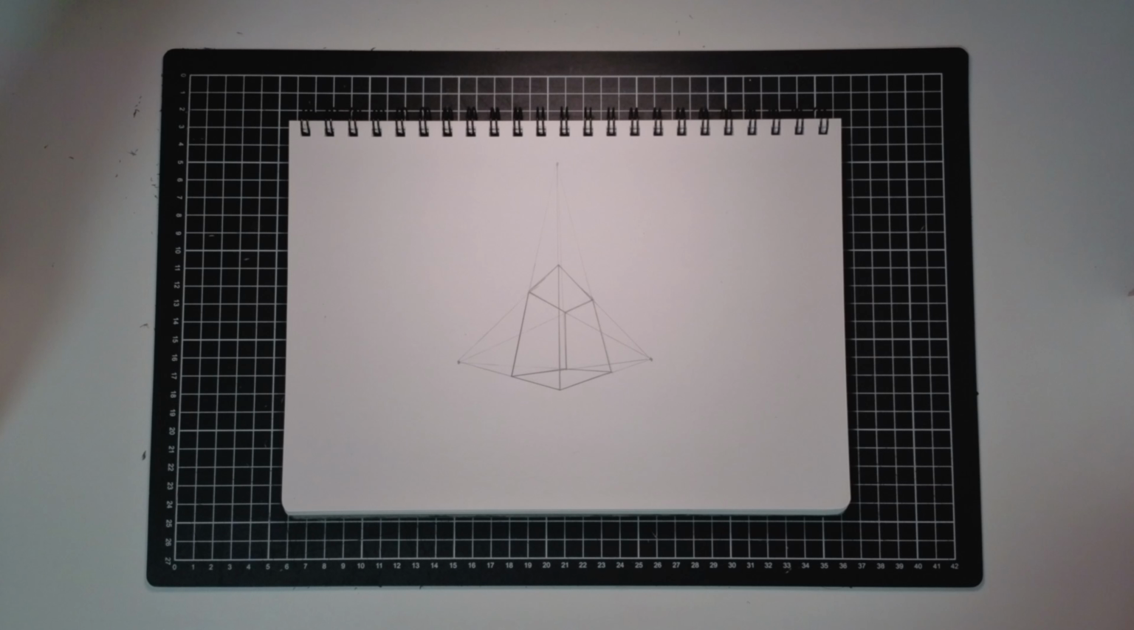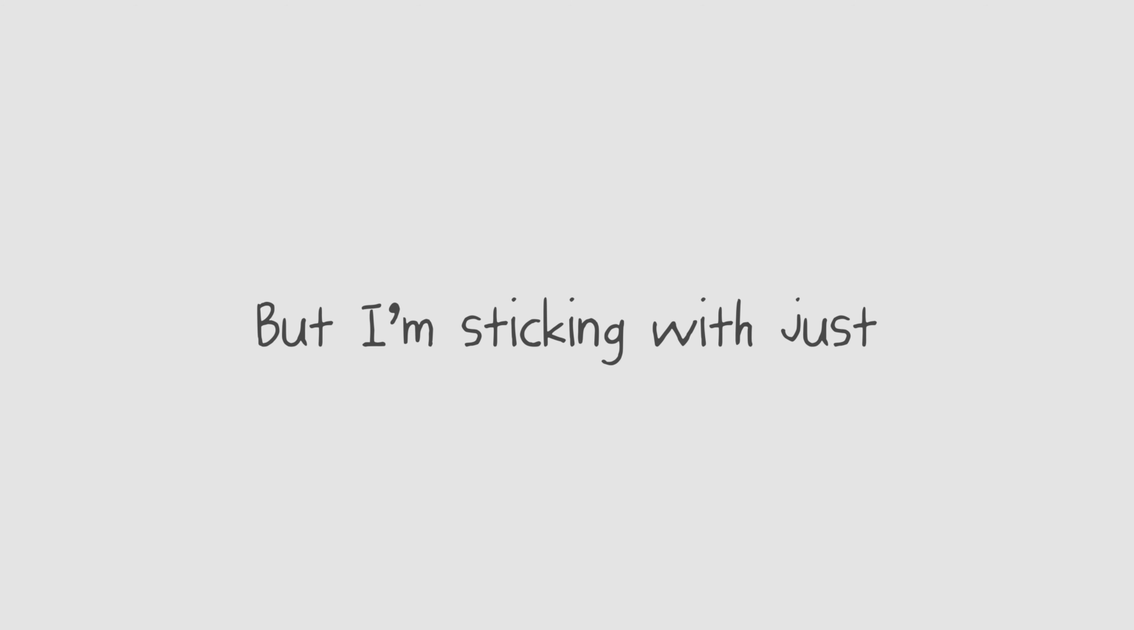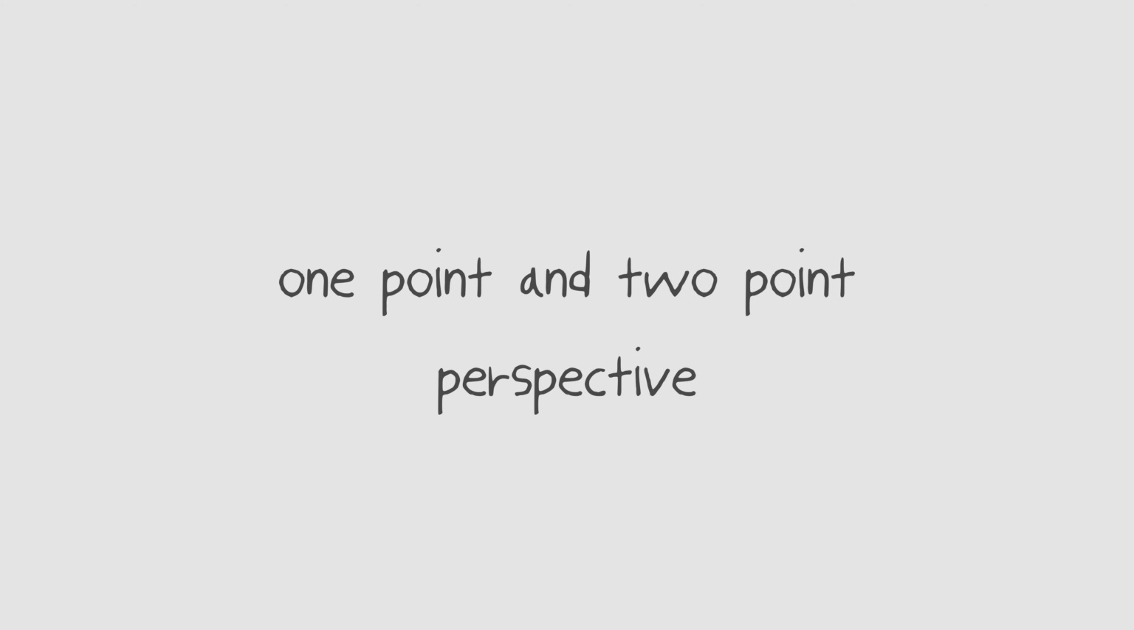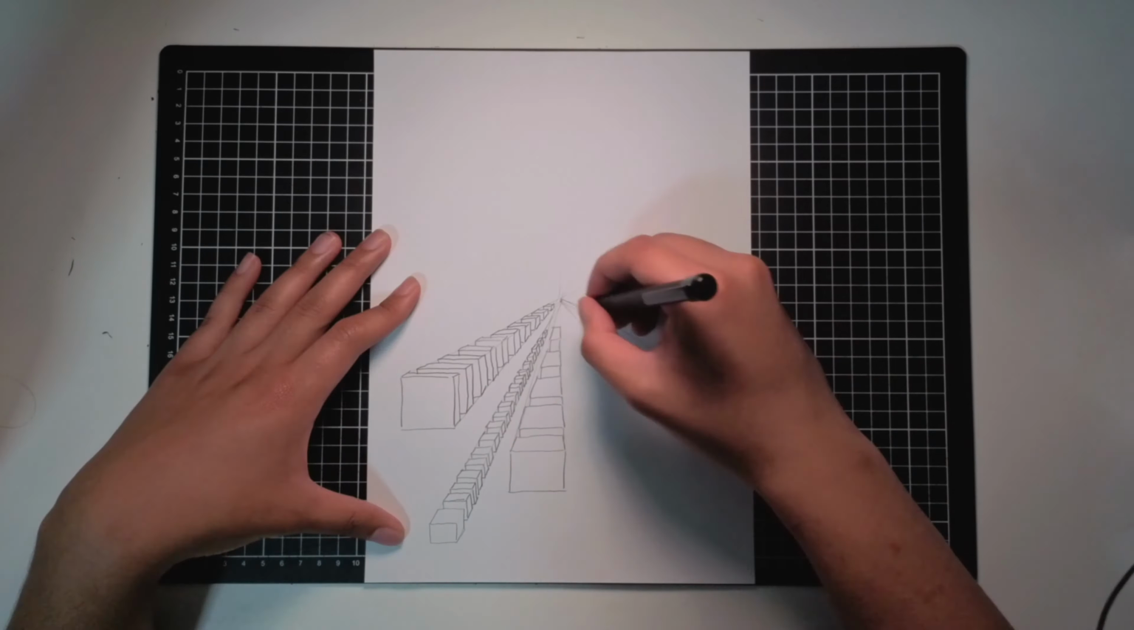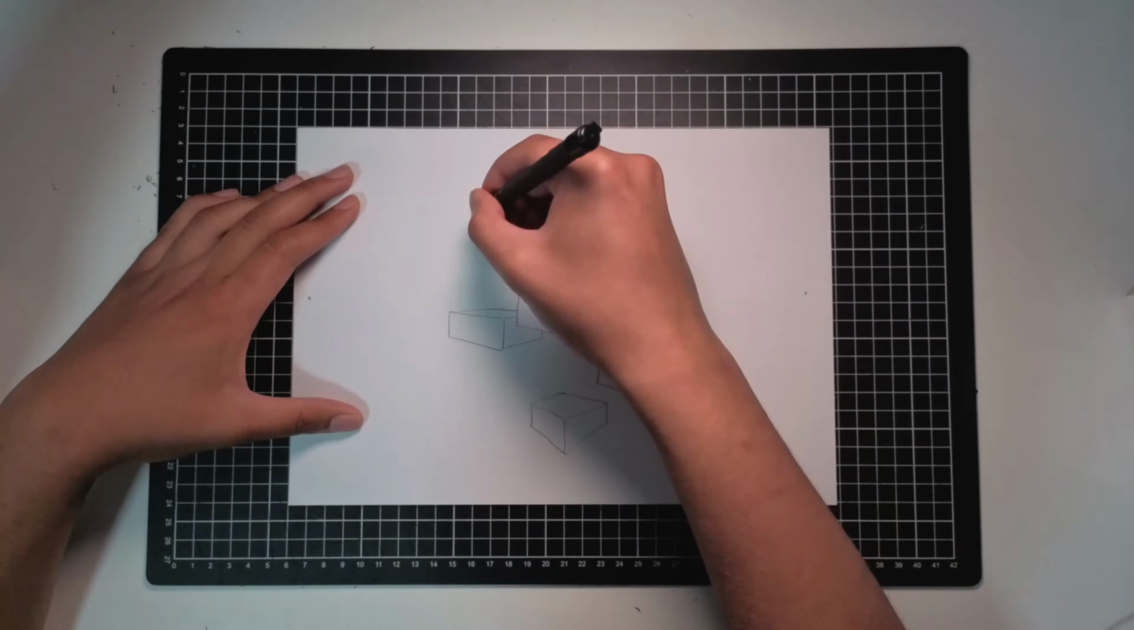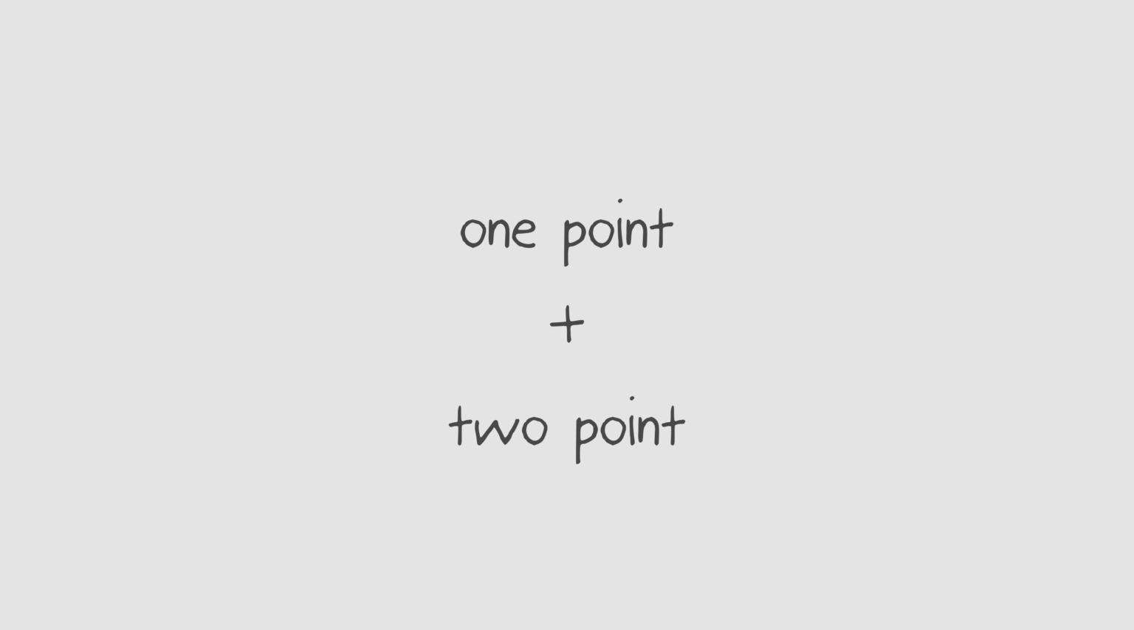There are also more complex types of perspectives, but I'm sticking with just 1-point and 2-point perspective, cause I don't know, that's all I can handle. So I practice by filling in pages with boxes, trying to get comfortable with both 1-point and 2-point perspective.